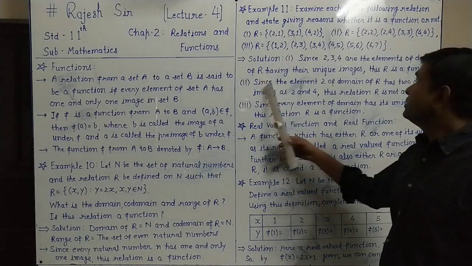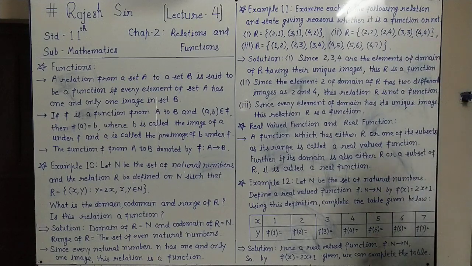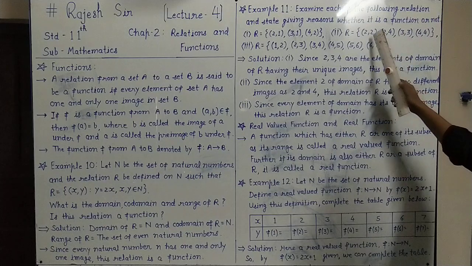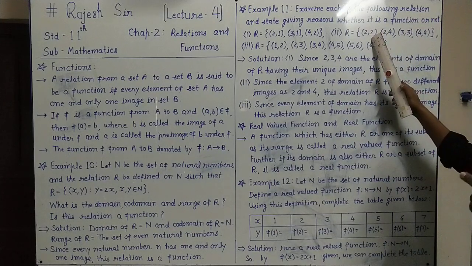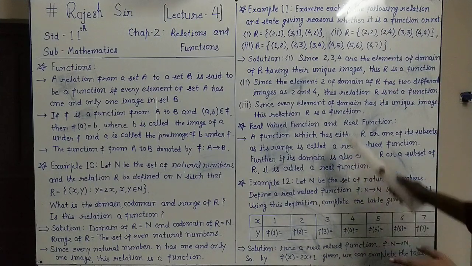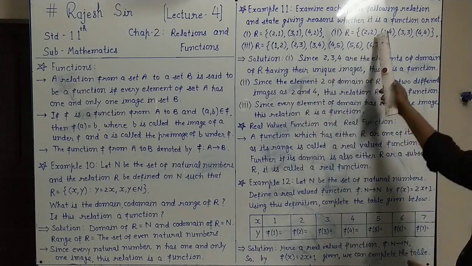In second number, this is 2, 2, 2, 4, 3, 3, 4, 4. You can see the element 2 of the domain of R has its one image as 2 and the second image as 4. It doesn't have one and only one image. It has 2 images. So 2 of the domain R has 2 different images, 2 and 4.